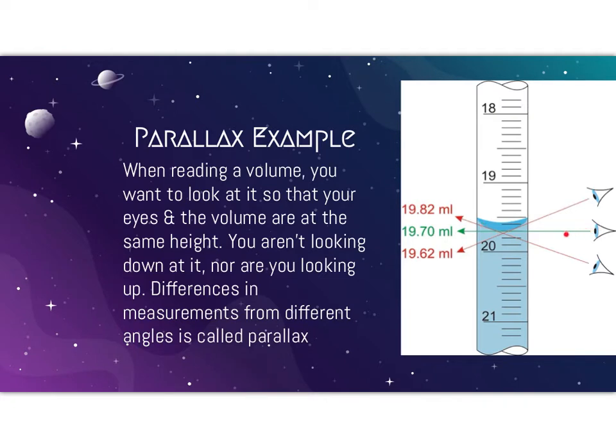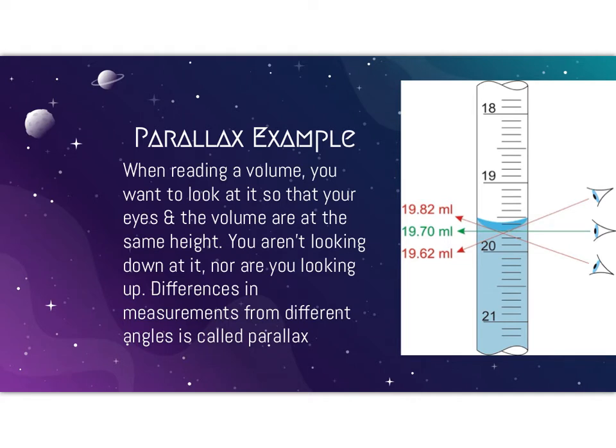To measure it, I want to look exactly at eye level at this meniscus. If I'm holding it lower than my eyes and I'm looking down, it might appear that there's more there than I would have assumed. If I'm looking up, I might get a smaller volume than I would have assumed. So it's really important that we're looking at something square on. Parallax is the idea that by looking from different places, we get different readings.